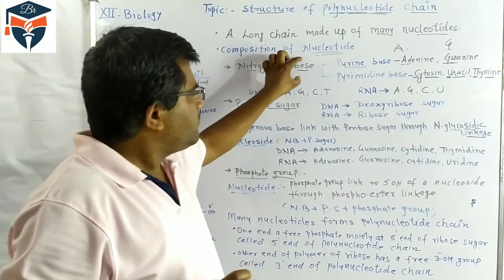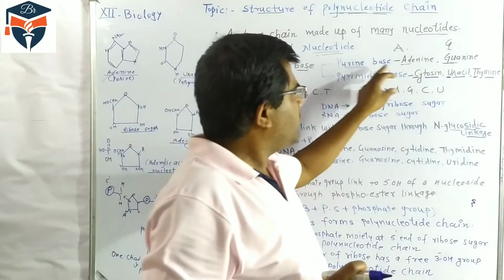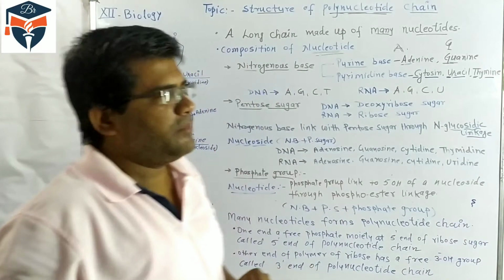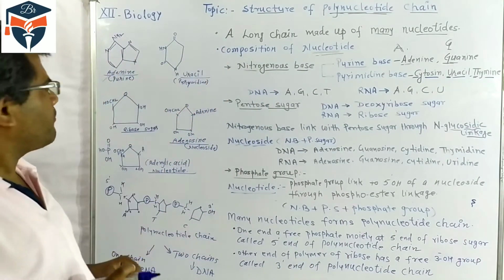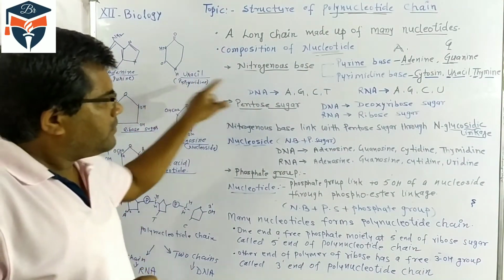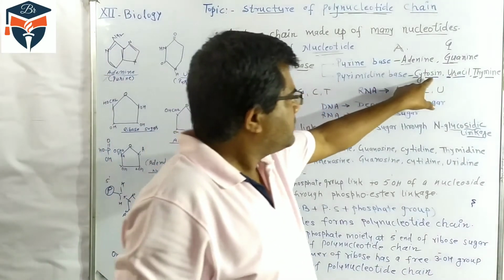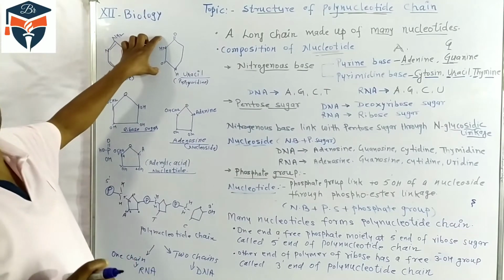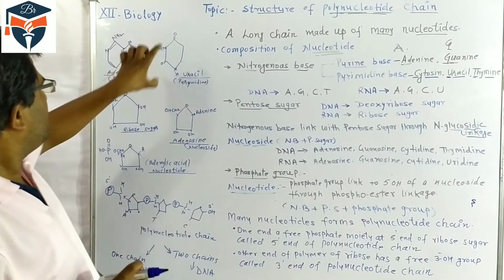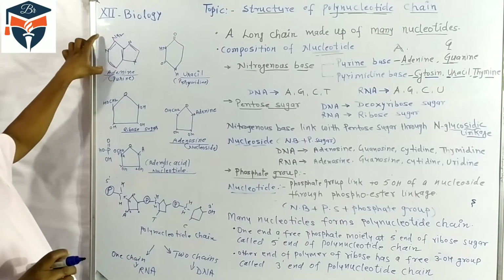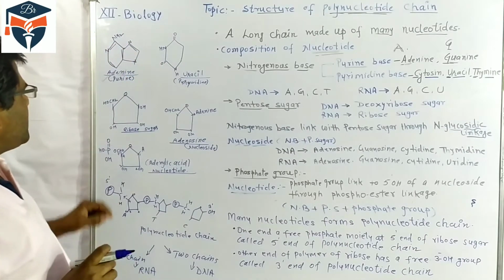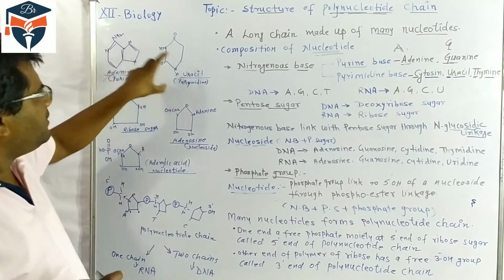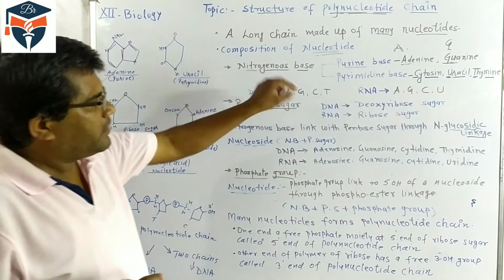So we should remember the nitrogenous bases: purine bases, adenine and guanine, and pyrimidine bases, cytosine, uracil, and thymine. Pyrimidine bases have a single ring structure, a hexagonal ring, but purines have a double ring structure. So one difference you will remember: purine bases are double ring structure and pyrimidine bases are single ring structure.